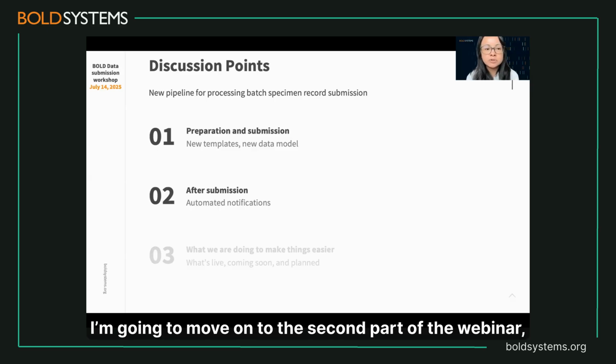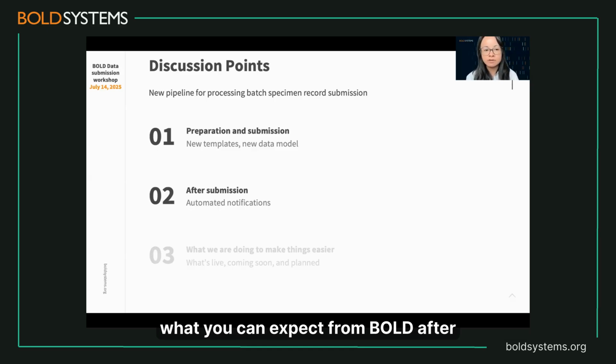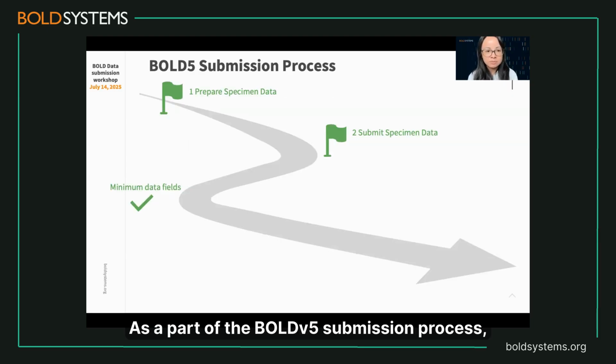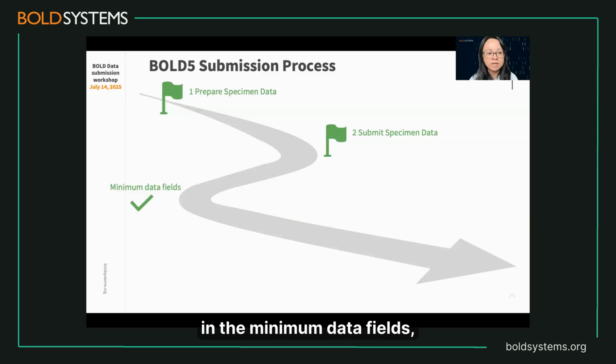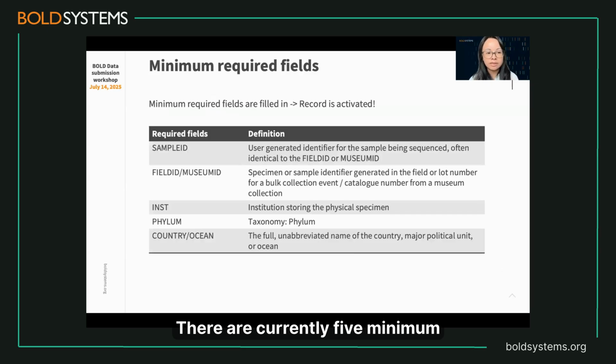So I'm going to move on to the second part of the webinar, what you can expect from BOLD after you've submitted your data. As a part of the BOLD5 submission process, I mentioned that so long as you have data in the minimum required data fields, your record becomes activated on BOLD. There are currently 5 minimum required data fields. And so long as you have data in these fields, your record is activated on BOLD right away.